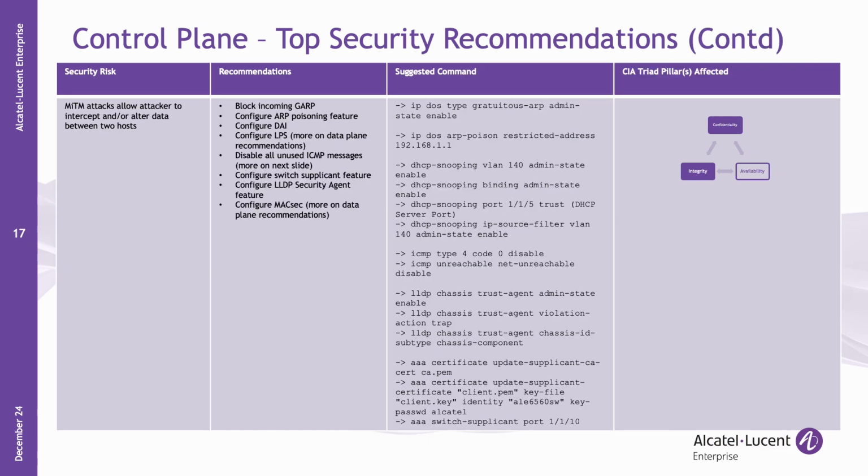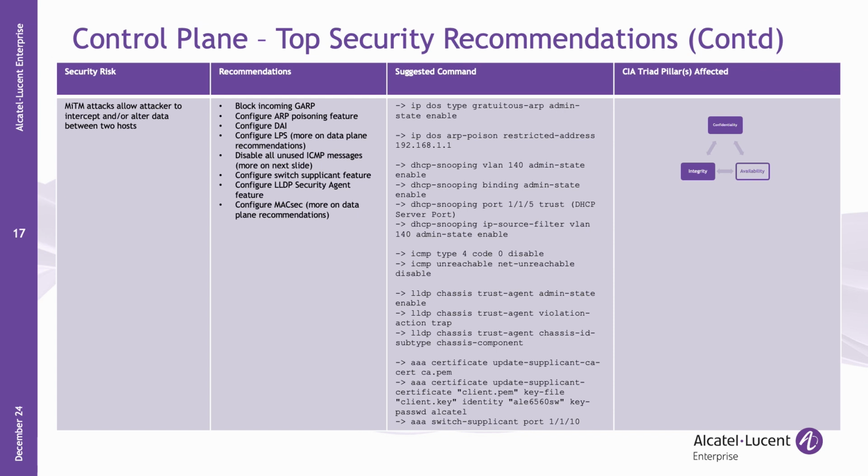The fourth security risk is man-in-the-middle attacks, which allow attackers to intercept or alter data between a sender and receiver. There are many mitigation steps that can be taken for man-in-the-middle attacks, but primarily they include: first, to encrypt data in transit, which can be done using MACsec. MACsec I will cover in more detail in the data plane security recommendations.